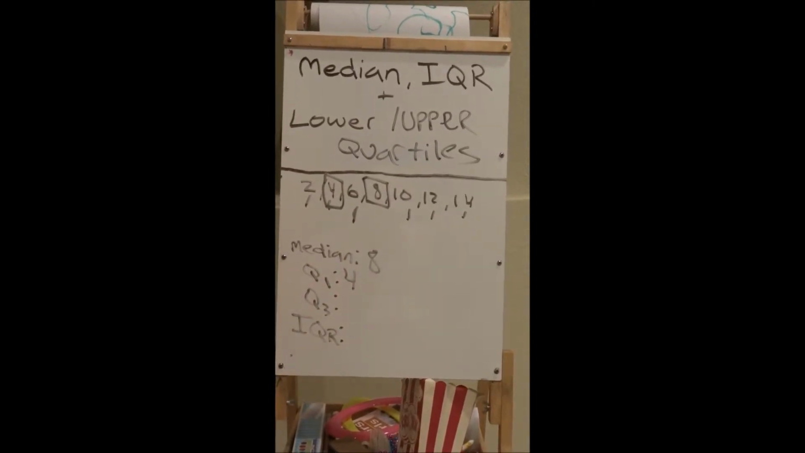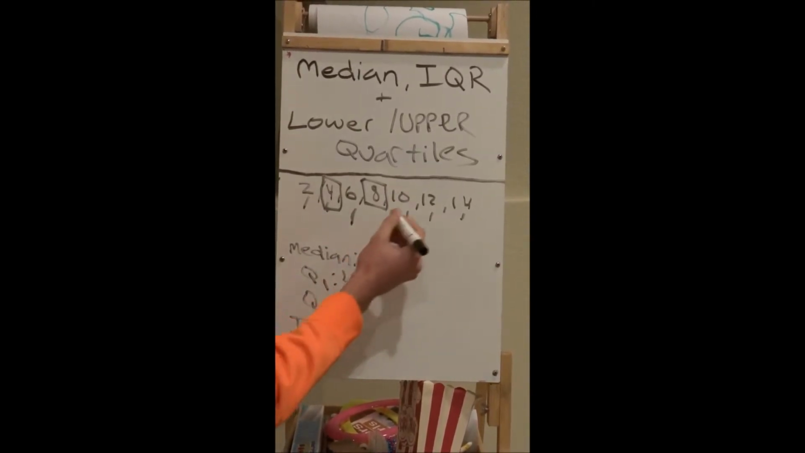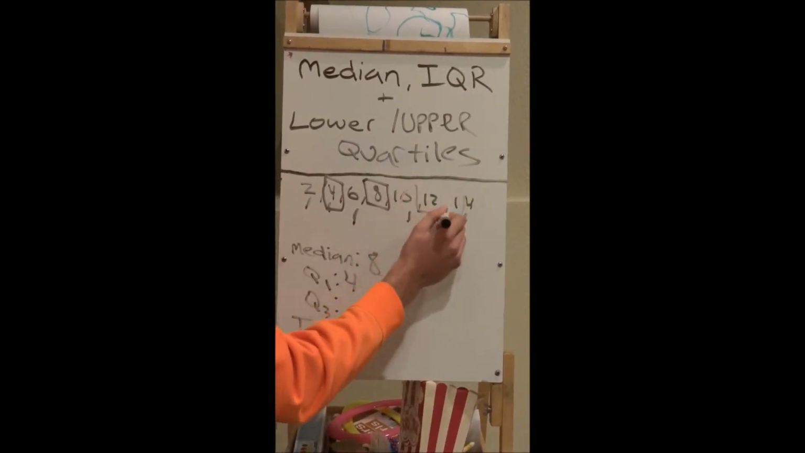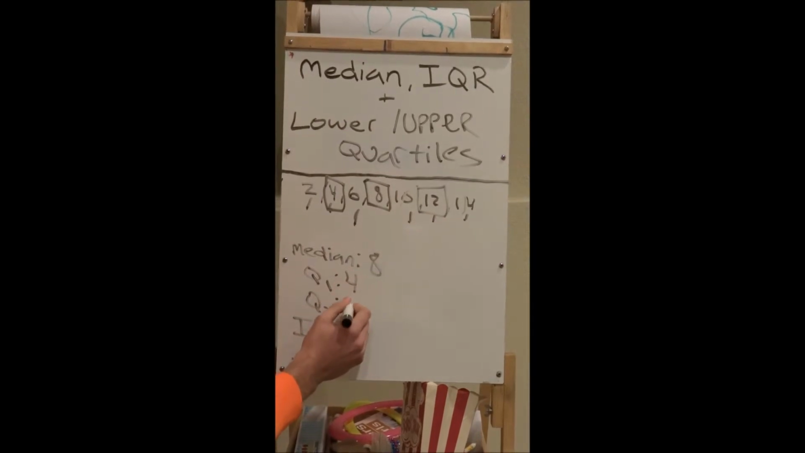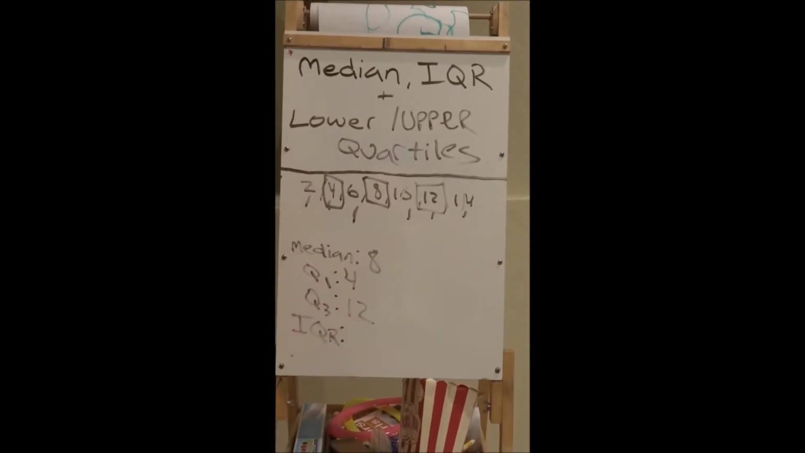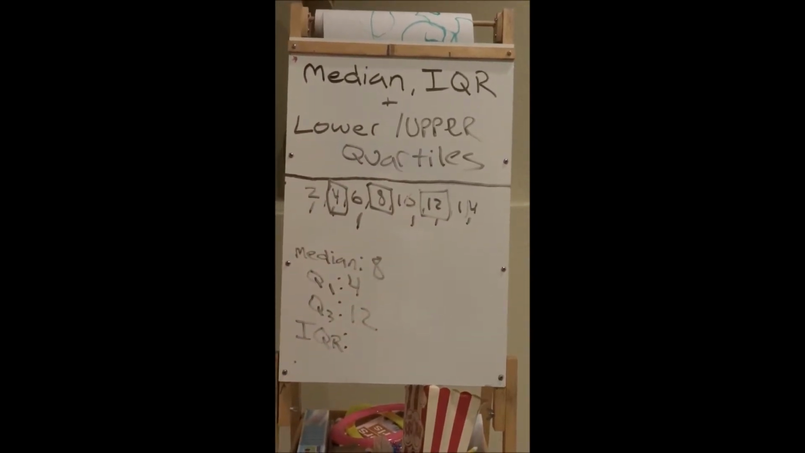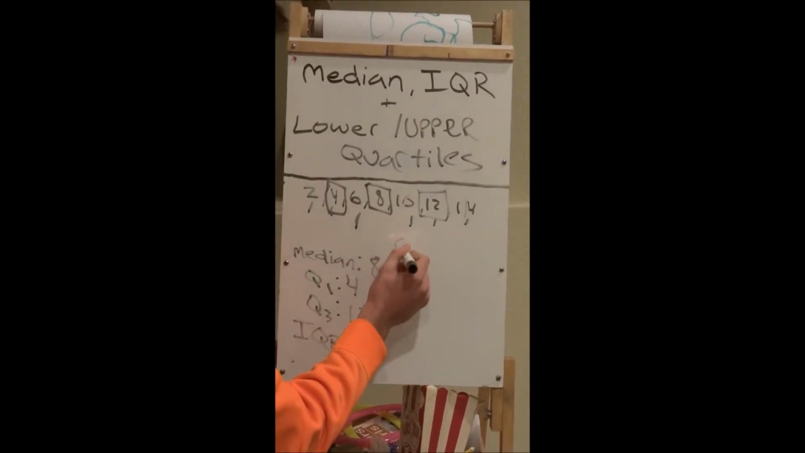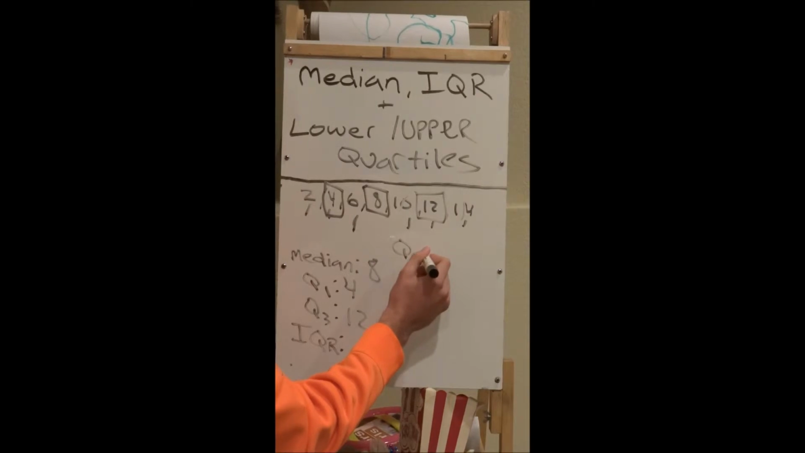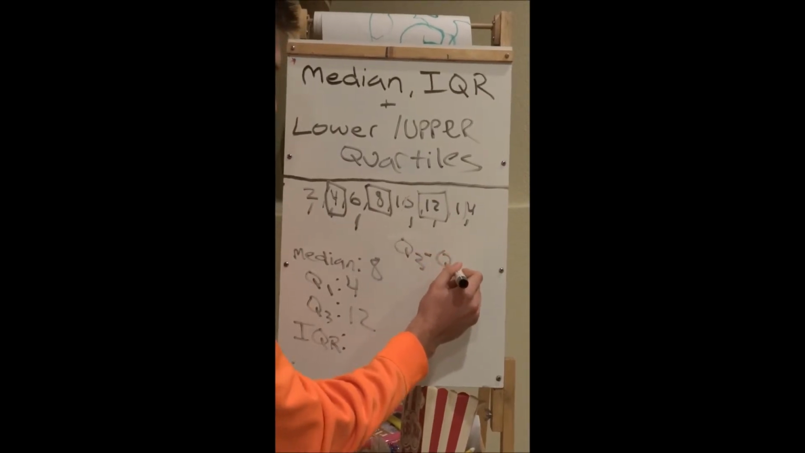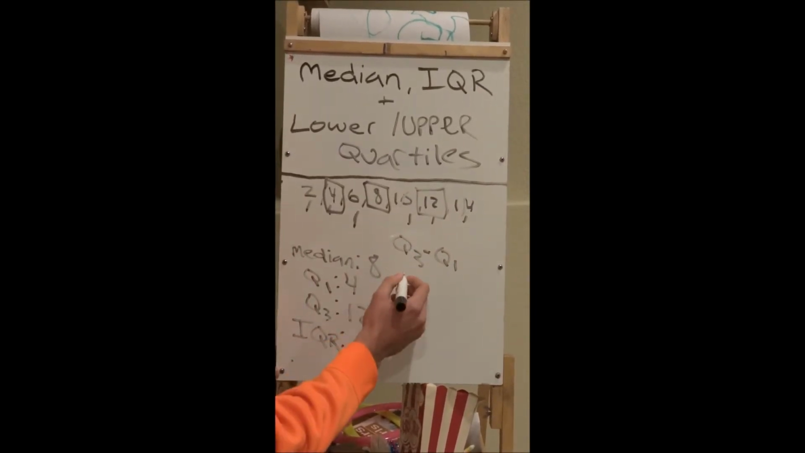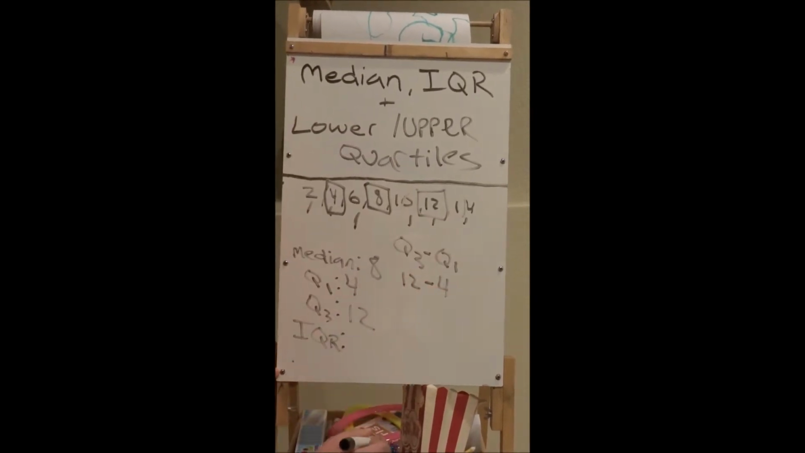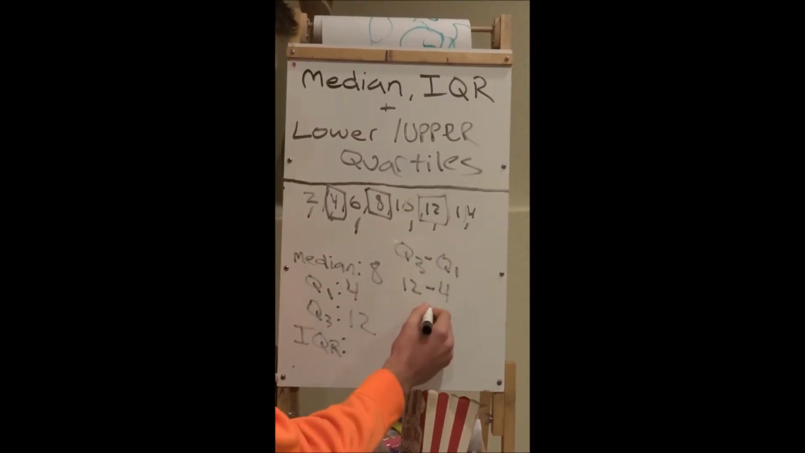The upper quartile is the exact opposite. You go then to the top half of your data set, cancel out, and find 12. Now once you have these 3 data points, you're able to find the interquartile range. In order to find this, you take Q3 and subtract it by Q1. In this case, you have 12 subtracted by 4, and your interquartile range, as with the median, is 8.